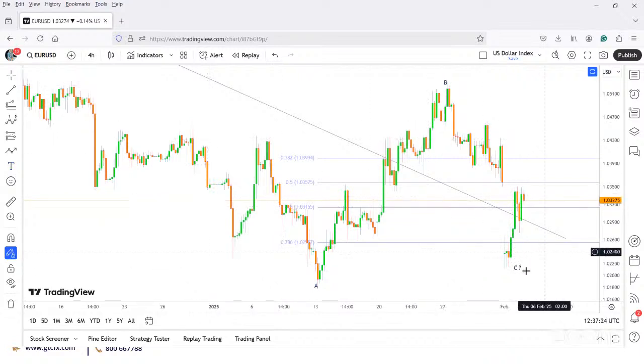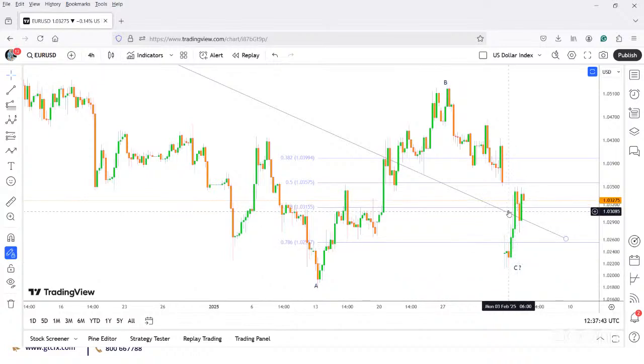Yes, sir, we can plot C over here because it is at the 78% retracement of the AB boundary. It is also at the back side of the trend line, which it penetrated a bit. Now this penetration was a bit more. Normally it would have bounced from 61.8%. Now it has bounced from 78.6%.